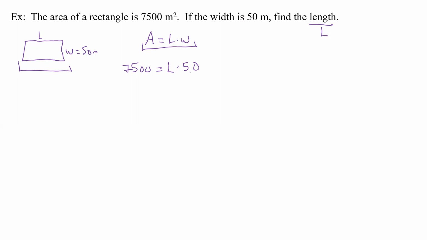So what do we do? Well, we have to solve for L. So if we multiplied here by 50, we have to divide by 50. And what we do on one side, we do on the other. So those cancel, and we just get L.